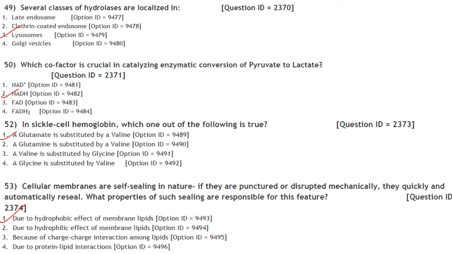Then cellular membranes are self-sealing in nature. If they are punctured or disrupted mechanically, they quickly and automatically reseal. What properties of such sealing are responsible for this feature? So cellular membranes are self-sealing. If they are punctured or disrupted mechanically, they quickly and automatically reseal, join together. So what property of such sealing is responsible for this particular correction of the cellular membrane? So it is due to hydrophobic effect of membrane lipids. Answer is option 1.